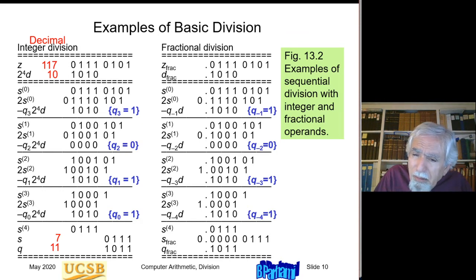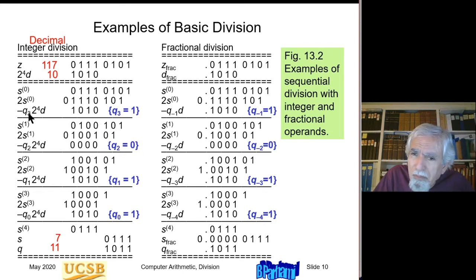Remember that we need a process for deciding what the quotient digits should be. For now, let's say that there's some magic method that we have. We won't worry about how we came up with these choices for the quotient digits. I'll explain how we do it later. So the third quotient digit is 1. The second quotient digit is 0. The first quotient digit is 1. And the 0th quotient digit is 1. So somehow we know this.